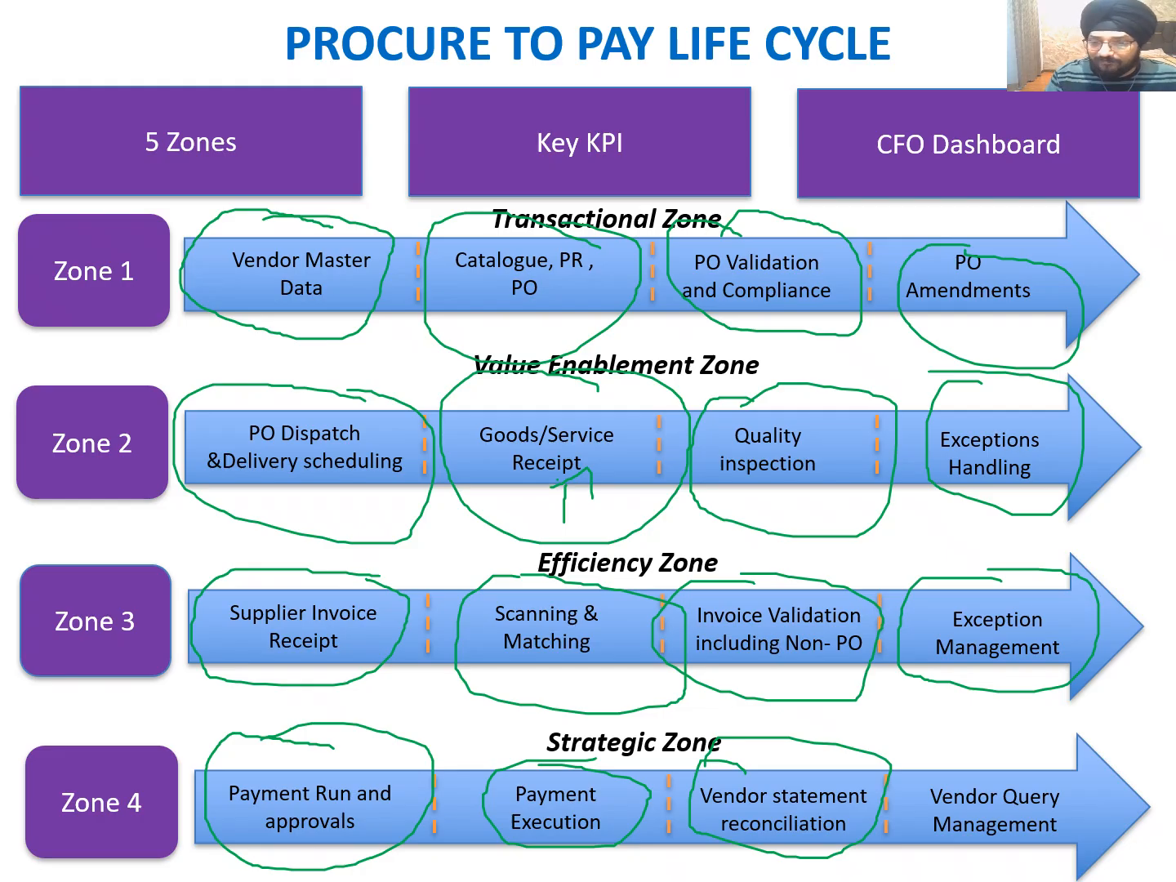So with this, we have largely covered the four zones, which are my transactional zone, value enablement zone, efficiency zone, and strategic zone. So the fifth zone, which we are going to showcase in the next slide, largely speaks about a zone that sits at the tip of the P2P cycle. So we'll quickly go to the next slide and see what is there for us then.